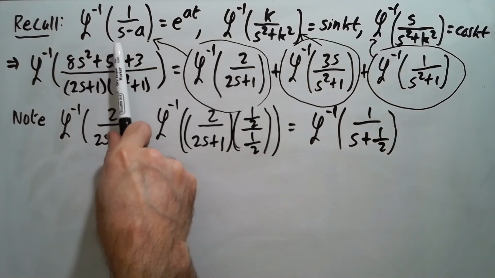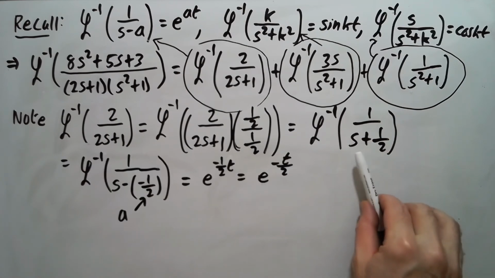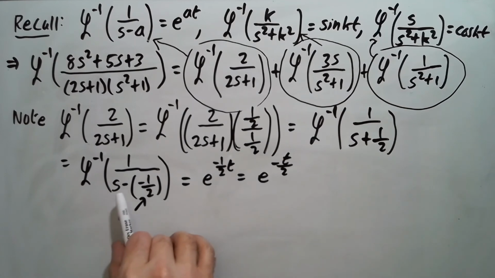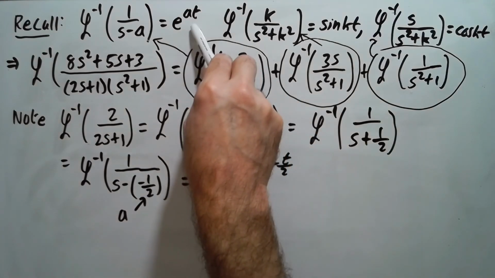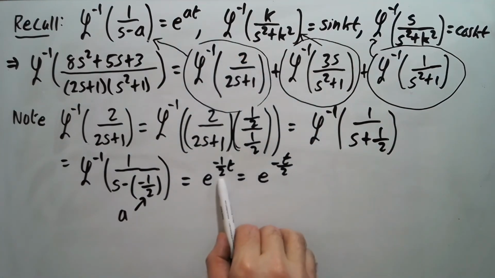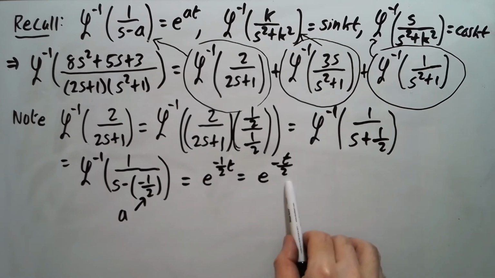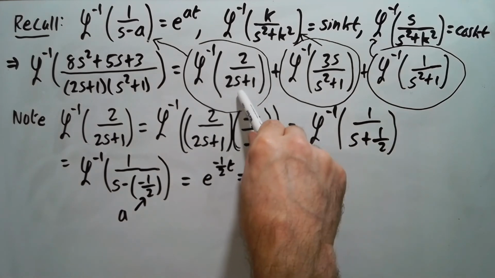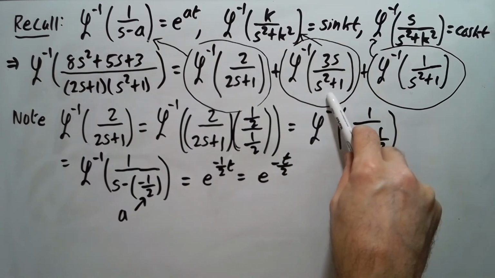But now it has to be s minus a, so we can write the s plus 1/2 as s minus negative 1/2. Therefore, the a would be negative 1/2. So it'll be e to the at, which is e to the negative 1/2 times t, which you can write as e to the minus t over 2. Okay, so we figured this one out. Let's work on this one next.